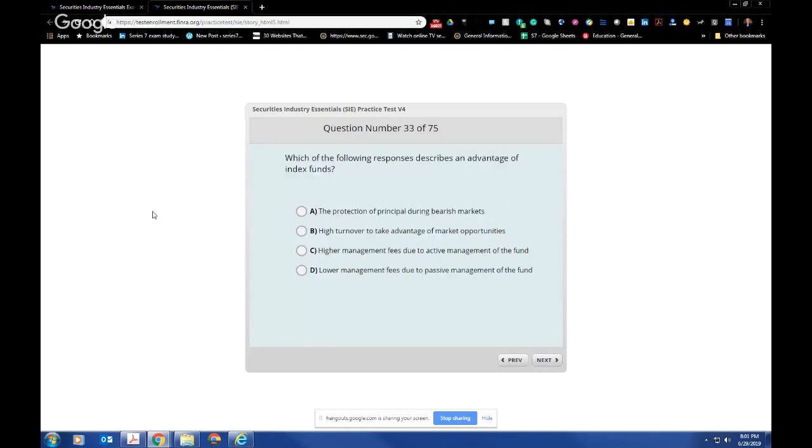Okay. Which of the following responses describes an advantage of index funds? Protection of principal? Nah, not really. High turnover to take advantage of market opportunities? We'll come back to that. Higher management fees? No, because an index fund is just trying to match the index. They're passive. They're not trying to beat it, where you pay some guy who lives in a really rich area around you to manage it. So it's going to be lower management fees because it's passive. Mutual funds and closed-end funds have active managers, so high fees. ETFs and index funds have low management fees because they're passively managed.